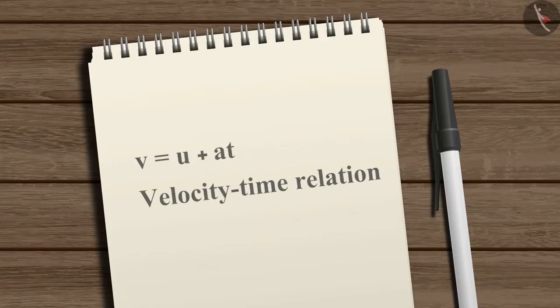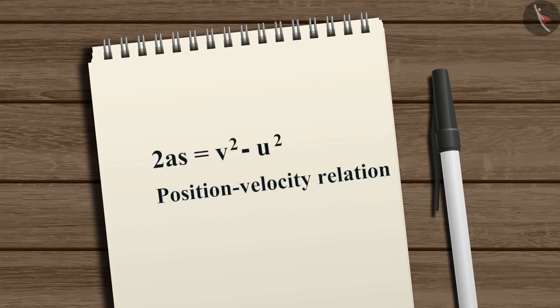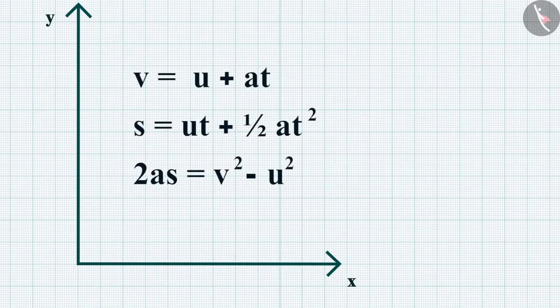The first equation, v = u + at, shows the velocity-time relation. The second equation, s = ut + 1/2 at², shows the position-time relation. The third equation, 2as = v² − u², shows the relation between position and velocity. Now, let's see how we can derive these equations of motion by graphical method.